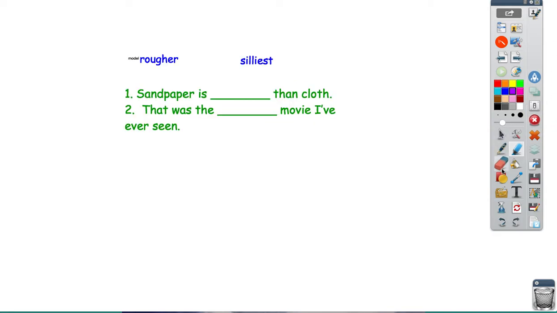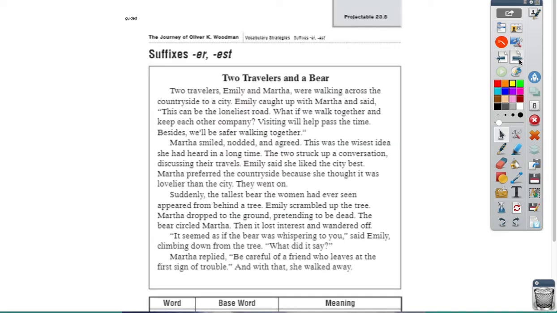Let's go ahead and fill in the sentences. Sandpaper is blank than cloth. It's rougher than cloth. More rough. That was the blank movie I've ever seen. It was the silliest movie I've ever seen, or the most silly. I'm going to go ahead and read this passage, and just like we normally would in class, I want to see those flashing light bulbs going off when we come across a word with suffix er or suffix est, and we'll go ahead and highlight them and just discuss their meaning.